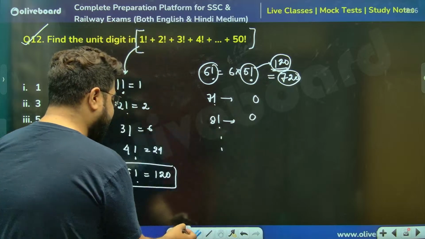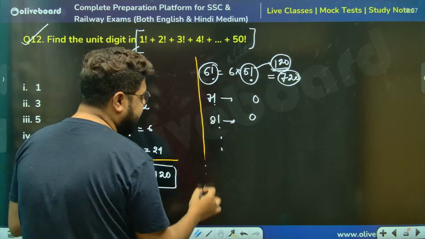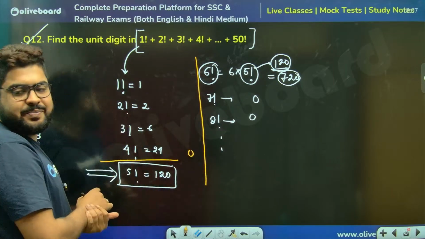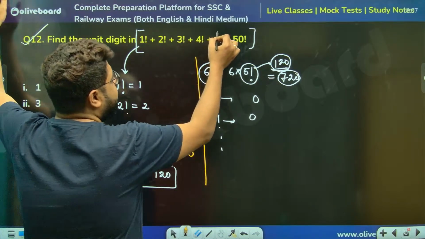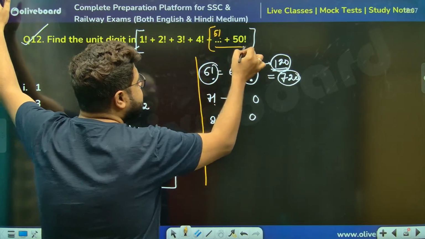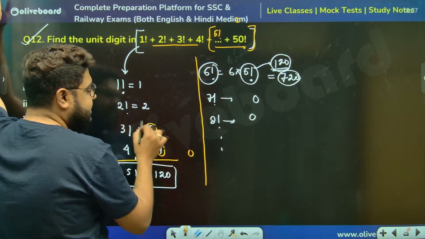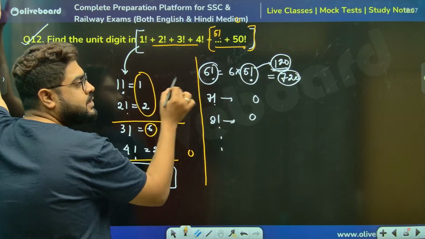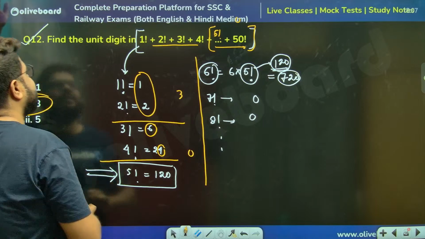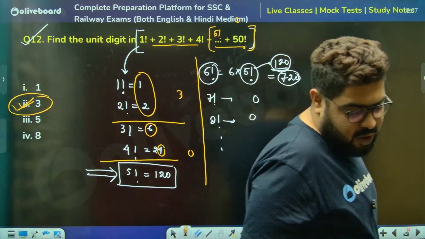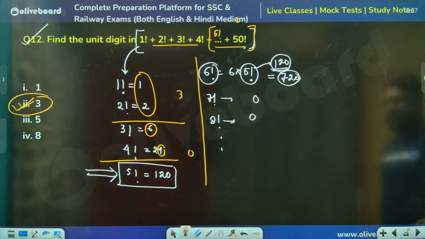So the actual unit digit: if I keep on adding from 5 factorial onwards, the unit digit is always 0, because the last digit of all of them is 0. So I just need to check the first four. 4 plus 6, 0, done. 2 plus 1, 3. So 3 plus 0 is 3 only. That is your answer, option number 3. That is most definitely your answer. Very, very simple question, right?